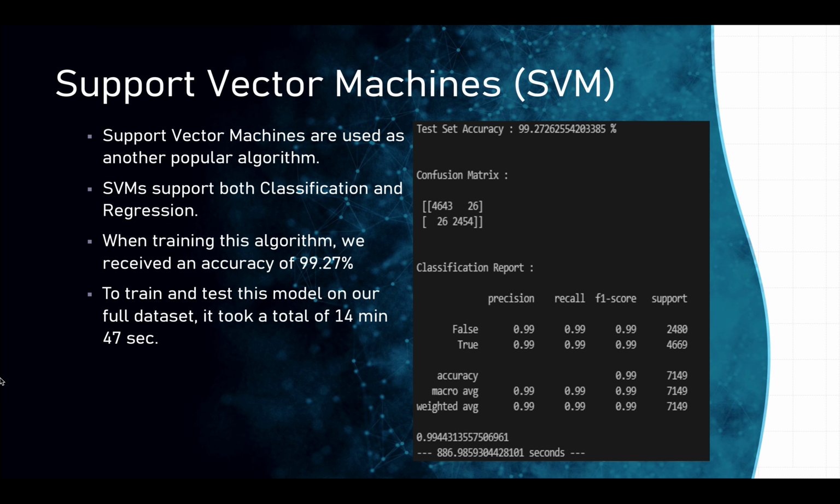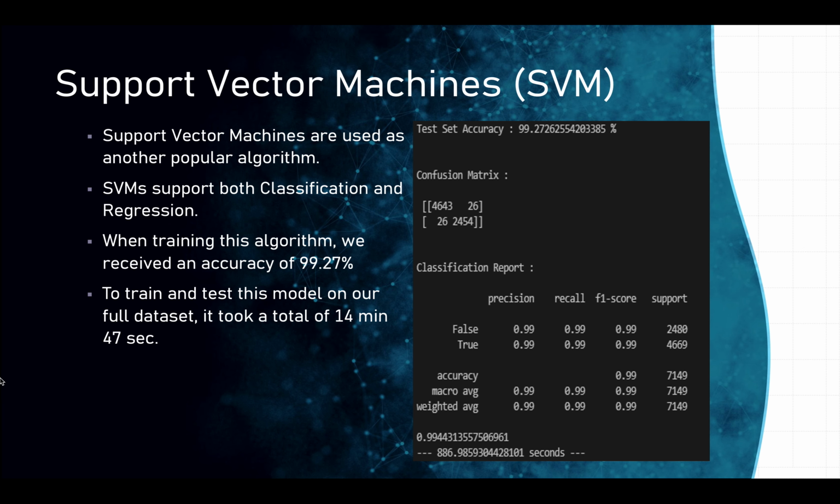So to train and test this model on our full data set took a total of 14 minutes and 47 seconds. So while the accuracy was a little bit lower than natural language processing with spaCy, the total time it took was significantly lower.